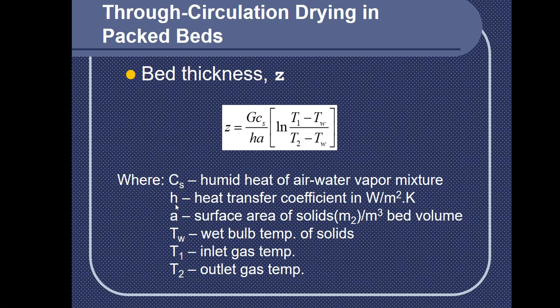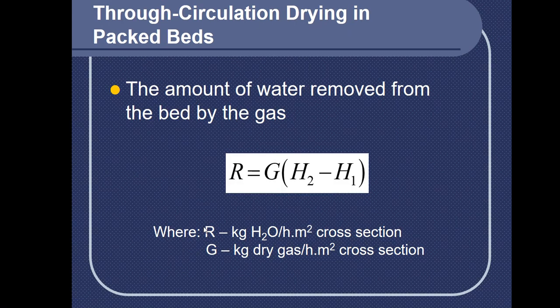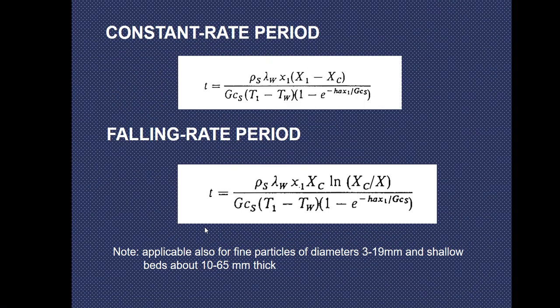Then we have the h, as usual, as the heat transfer coefficient. A is the surface area of the solids expressed per unit volume of the bed. T sub W again is still the wet bulb temperature of the solids. T sub 1 is the inlet gas temperature, and T sub 2 the outlet gas temperature. This refers to the temperature of the air mixture. Okay, so that's it for the thickness of the bed.